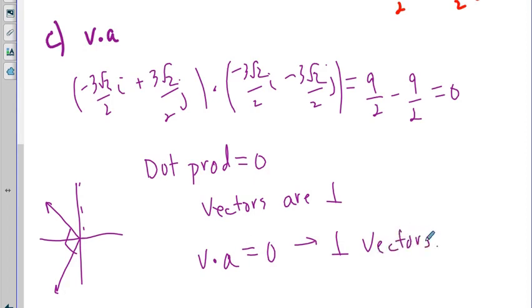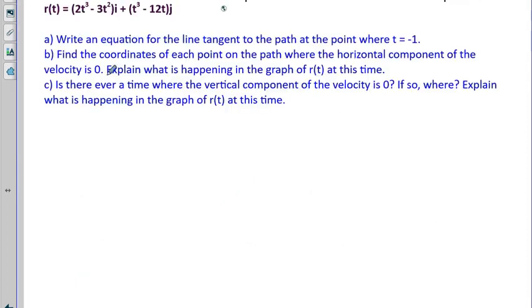Okay, moving on. So this example says, write an equation for the line tangent to the path at the point where t equals -1. That's part A. Let's just do that, and I'll come back and read part B in a second. If I'm going to write an equation for the tangent line, I need a derivative so I can find the slope.